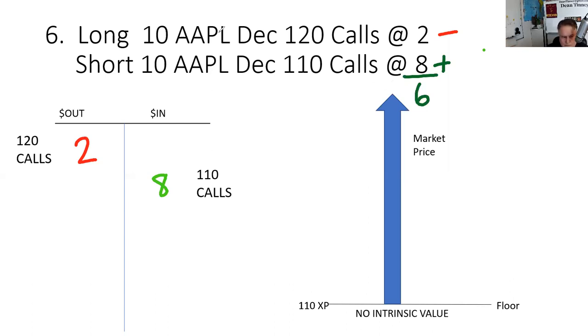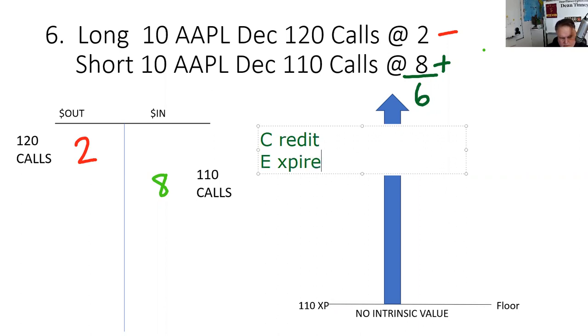Let's hit this over here. We've determined that this is a credit spread, because we got more money in than out. And once we do that, we know that in a credit spread, we want the contracts to expire so we can keep the money. So if Apple's at 110 or lower, we get to keep the money.